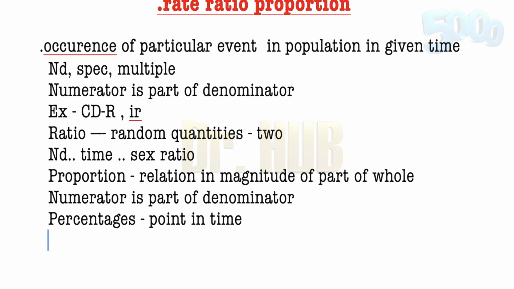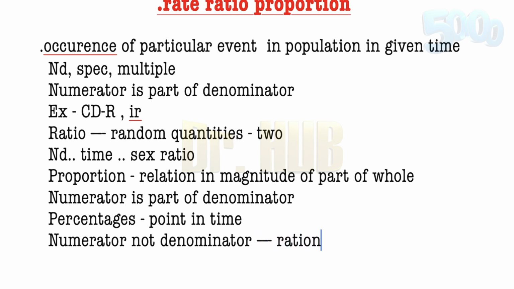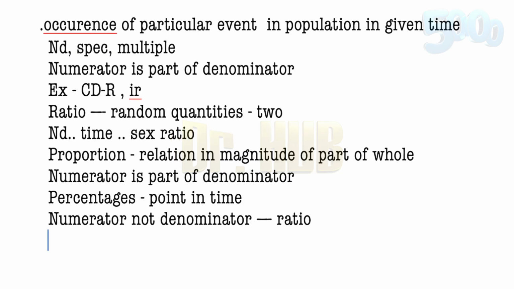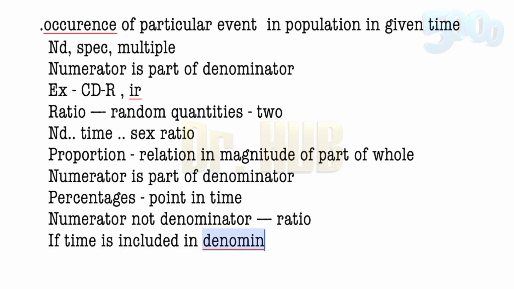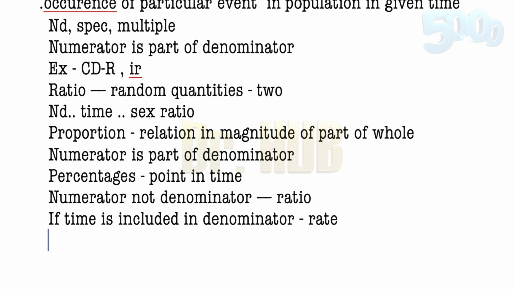An easier way to memorize this: first ask, is the numerator included in the denominator? If the numerator is not included in the denominator, this means that it is a ratio. The second question to ask is, is time included in the denominator? If time is included in the denominator, this means that it is a rate, and no time means it is a proportion.